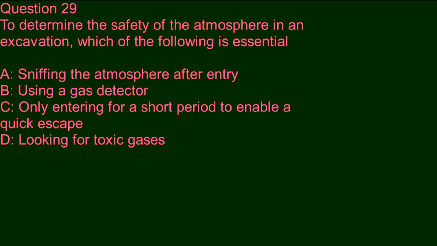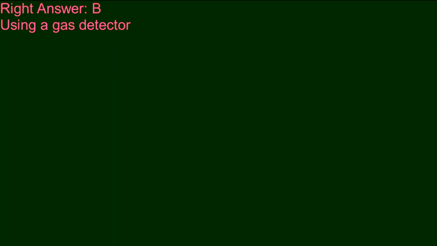Question 29. To determine the safety of the atmosphere in an excavation, which of the following is essential? A. Sniffing the atmosphere after entry. B. Using a gas detector. C. Only entering for a short period to enable a quick escape. D. Looking for toxic gases. Right answer, B. Using a gas detector.